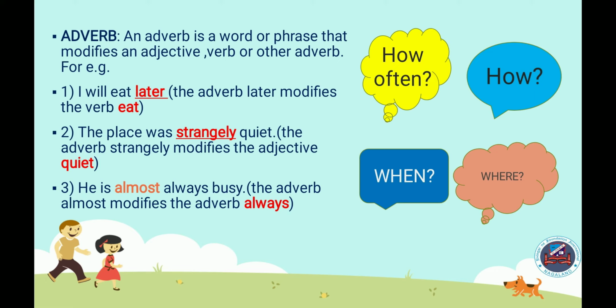Next sentence. The place was strangely quiet. Here the adverb strangely modifies the adjective quiet. And last sentence. He is almost always busy. Here the adverb almost modifies the adverb always.